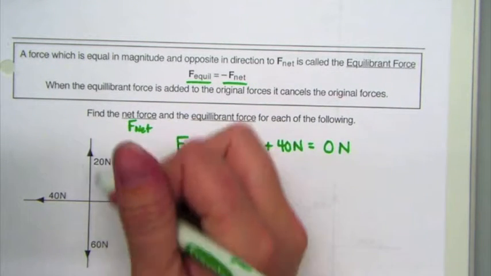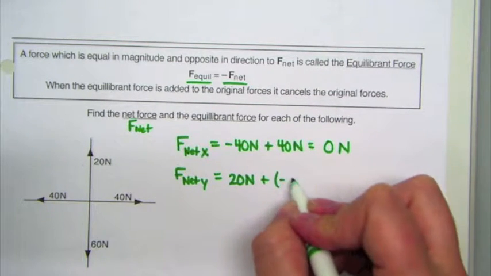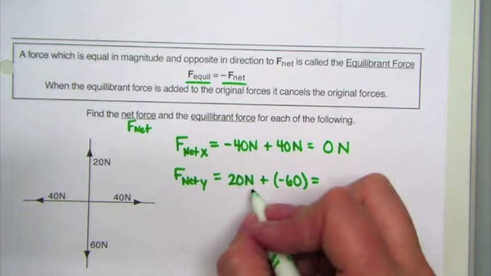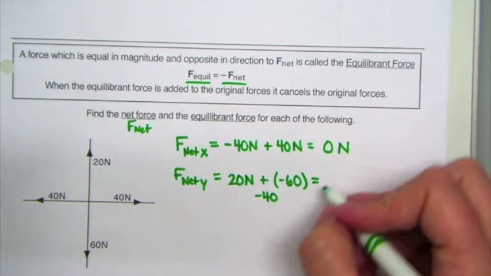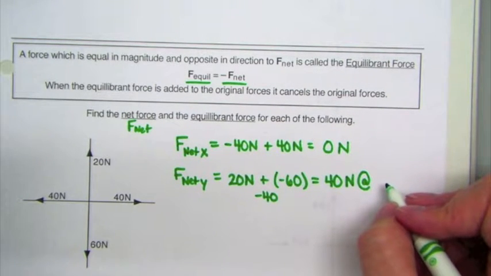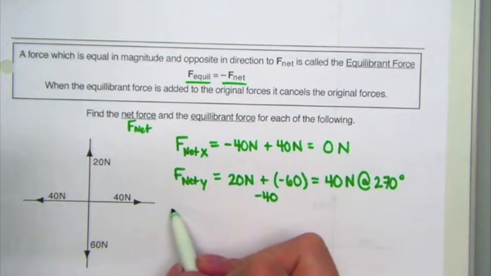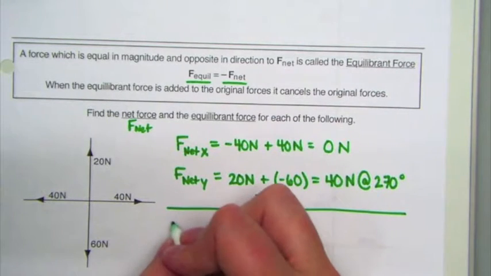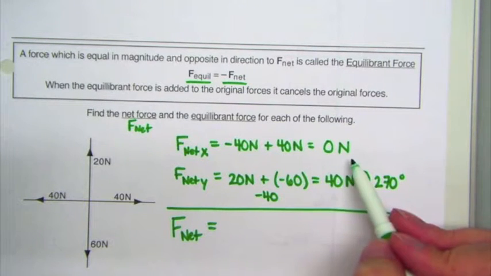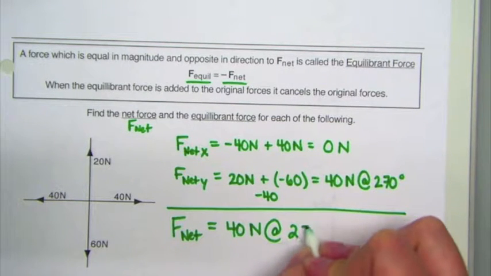In the y direction, that's up and down. I have 20 going up and 60 going down, so that's negative. My answer, we would normally write, right, is negative 40. But instead of writing negative 40, I'm going to write in terms of angles for my direction. And down is, as we know, 270 degrees. So now I want to find the overall net force. And this one's pretty simple. Since the x direction cancels out, our answer is 40 newtons, and the direction is 270 degrees.